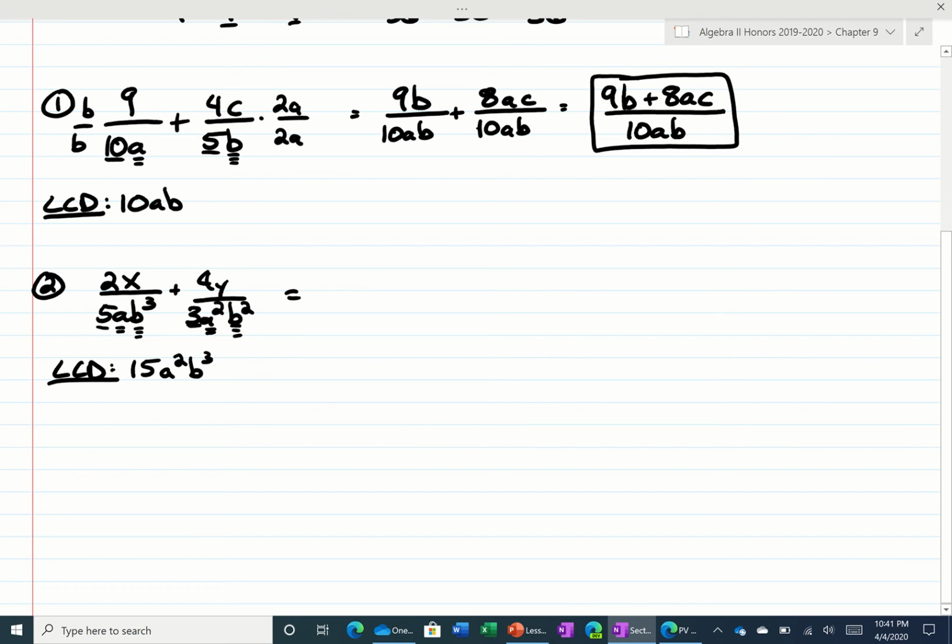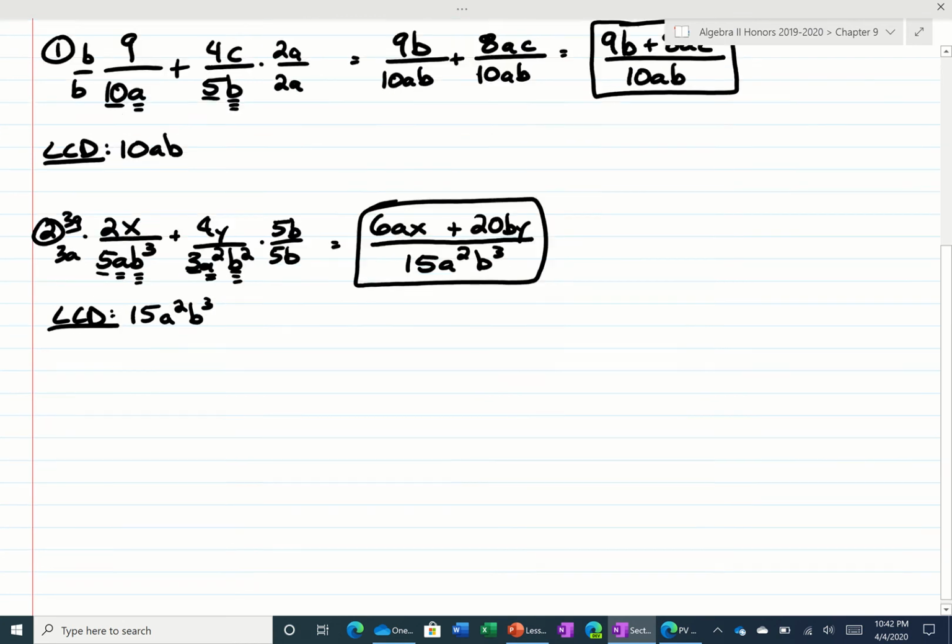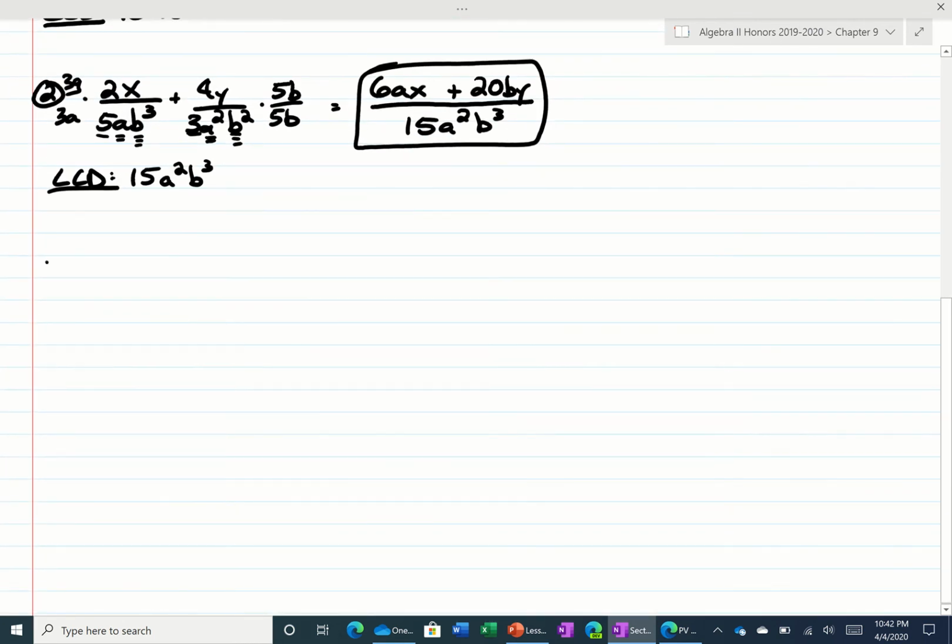So if every denominator has this, we can combine them. So on the left, I have to multiply by 3a over 3a. The second one, we have to multiply by 5b over 5b. And this would give us 6ax plus 20by, all divided by our common denominator of 15a squared b to the third. It's not pretty, but that's how you do these problems. It's not a hard thing to do.